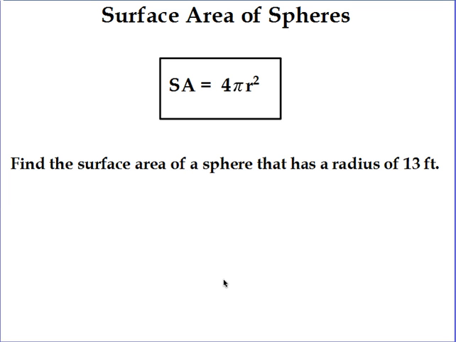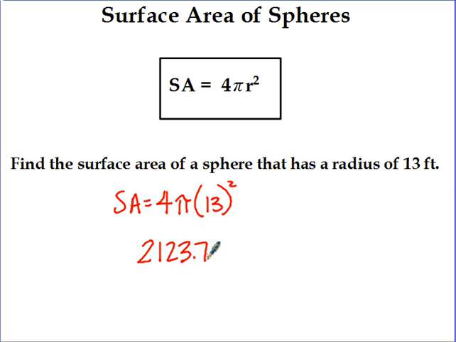Okay, so the surface area of a sphere, all we have to do is plug in for R. So we're not going to look at those three formulas on top, the circle, the triangle, the rectangle. I don't need any of that. I can go right to the surface area formula for a sphere. So find the surface area of a sphere that has a radius of 13 feet. So all I need to do is take 4 pi times 13 squared. Plug that into your calculator, and you should get 2123.7. And this is feet, so it's feet squared. And again, I'm using calculator pi, so if you're using 3.14, it might be a little bit different.